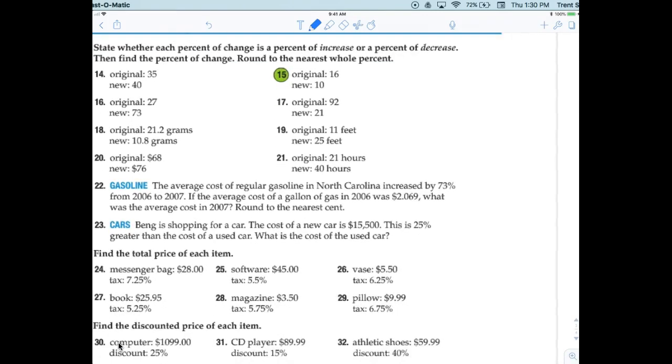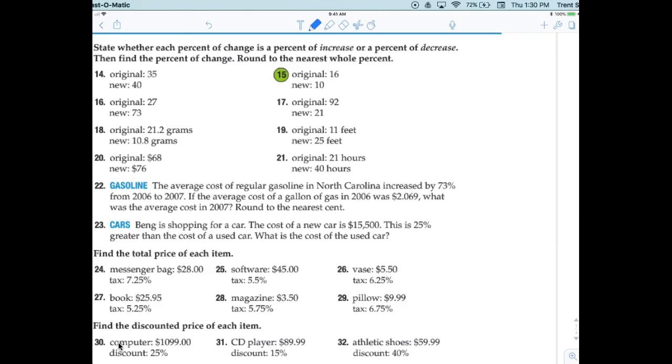Just because we're having so much fun here, look at number 15. On 15, 60%. Oh, wait a minute. My calculation is 37.5%. But I could be wrong because I'm doing my mental math. How did I do that mental math?